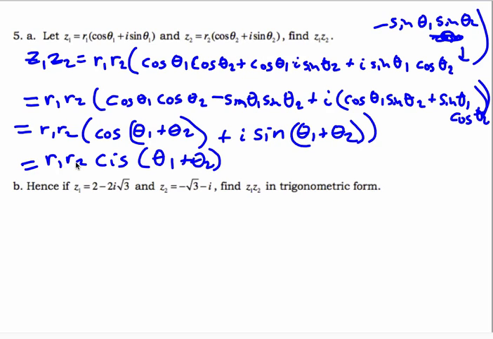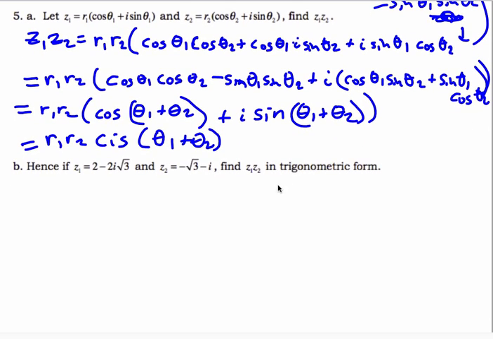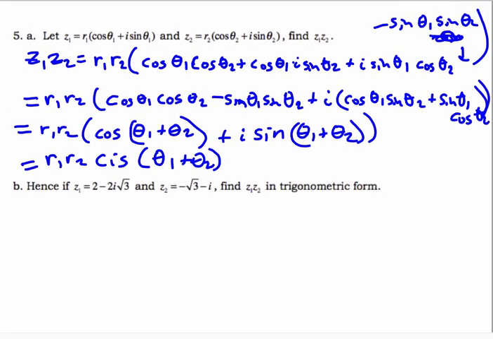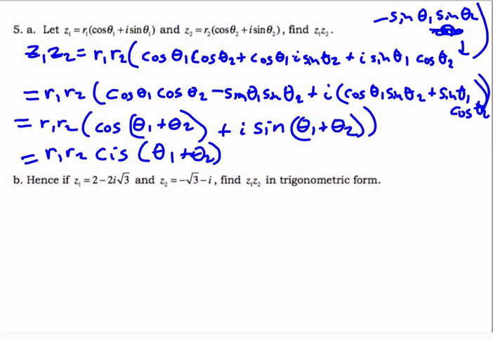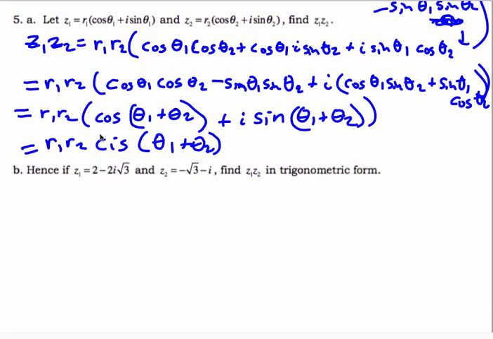So we see we can multiply the moduli, or the moduluses, or whatever it's called, and you get R1 R2, and for the arguments, you get a sum, right? So you can just add the angles together. And that makes it pretty easy, actually, to multiply some complex numbers when they're in trig form. Alright, so next we're actually going to put this result to use, because we can write these numbers in modulus argument form and then multiply using this rule that we just developed.